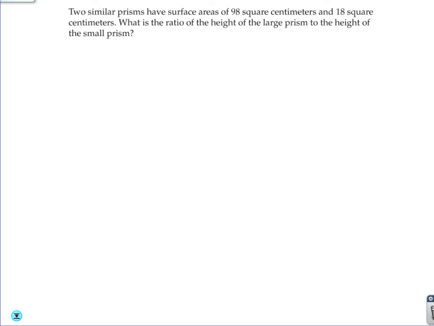Next problem, 2 similar prisms have surface areas. Now, this one's a little bit different. They give you 2 surface areas. Linear, area, volume. You're in the area. 2 similar prisms have surface areas of 98 and 18. What is the ratio of the height of the large prism to the height of the small prism? So you're going from large to small. So you're looking for, what can I multiply 98 by? I'm going to call it 98 times A because this is the scale factor of your surface areas. So 98 times something gives me 18. Go ahead and divide that.